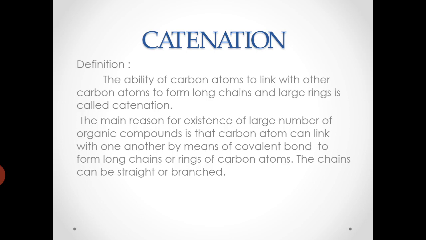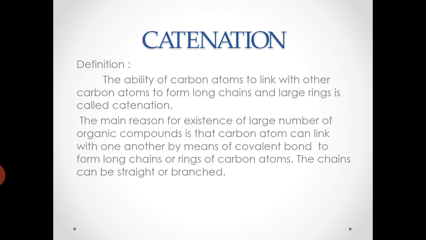So the main reason for the existence of a large number of organic compounds is that the carbon can link with one another by means of the covalent bond to form the long chains or the rings of the carbon atoms. The chains can be straight or branched. As you know that carbon is tetravalent and it can form 4 covalent bonds by sharing of electrons to complete its octet.